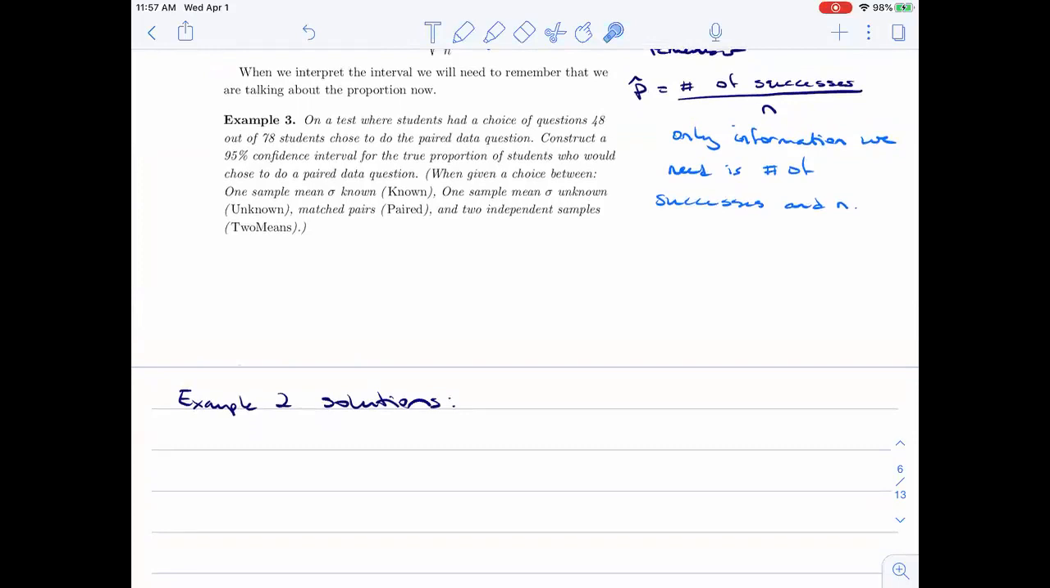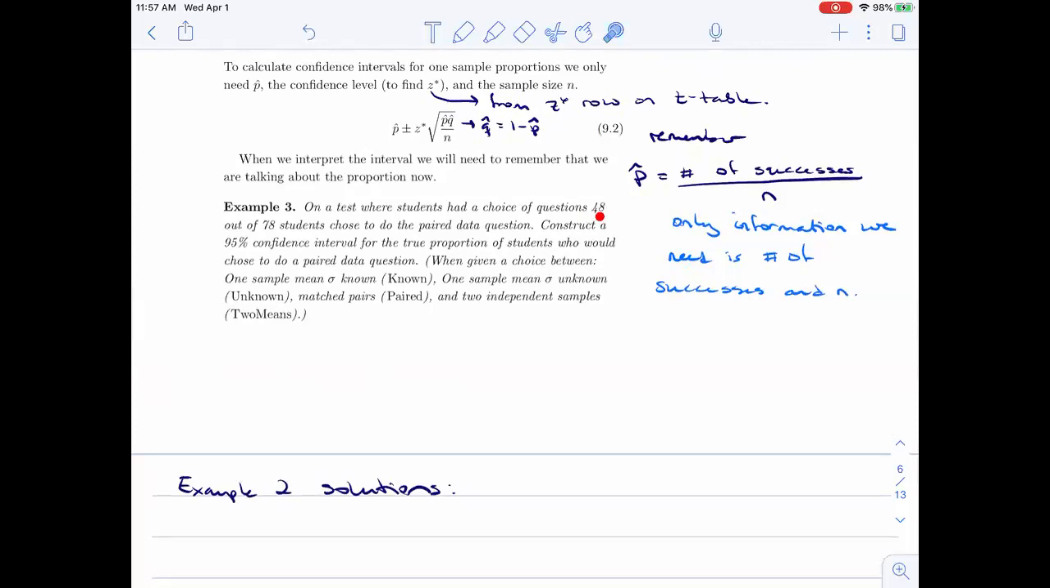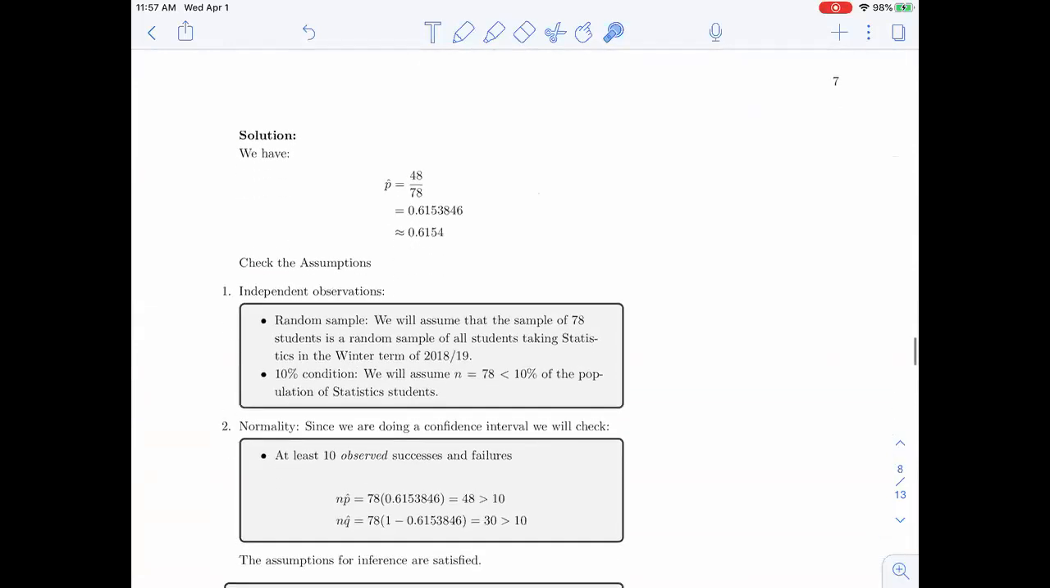So we can do a confidence interval for the true proportion of students who would choose to do a paired data question. Our sample proportion is 48 out of 78. And if we go to the solution here on the next page, we've got our p hat, which is our sample proportion, 0.6154, which is what I'm going to use.